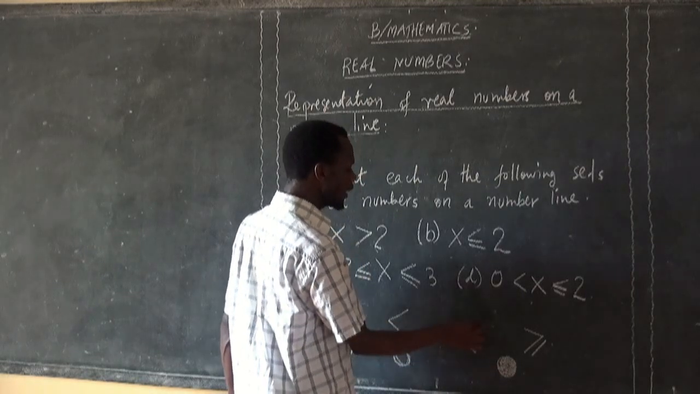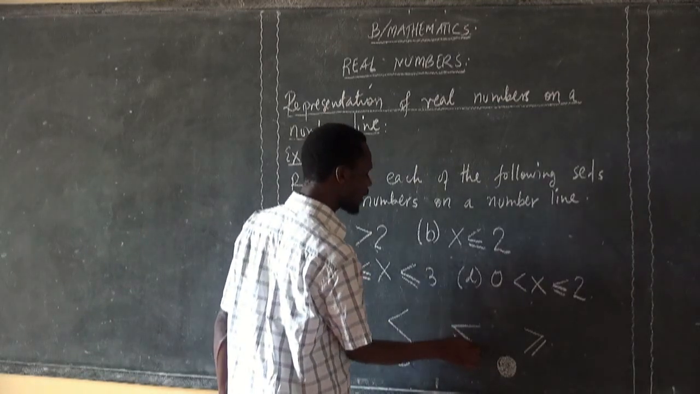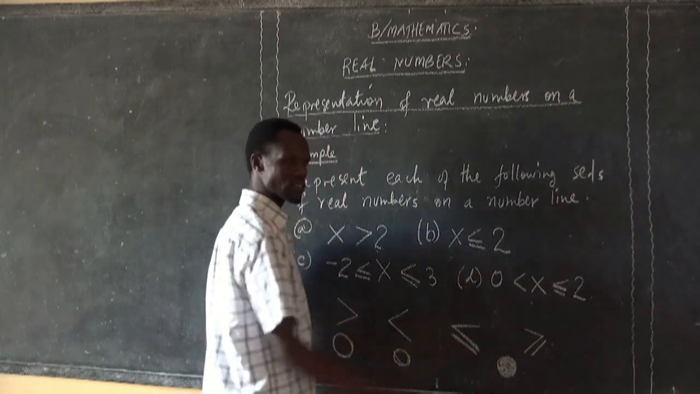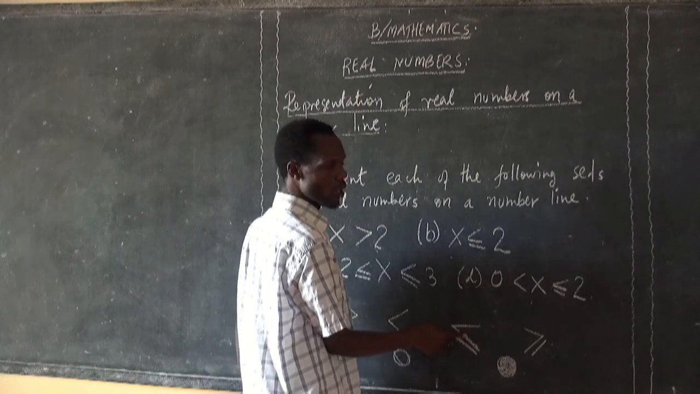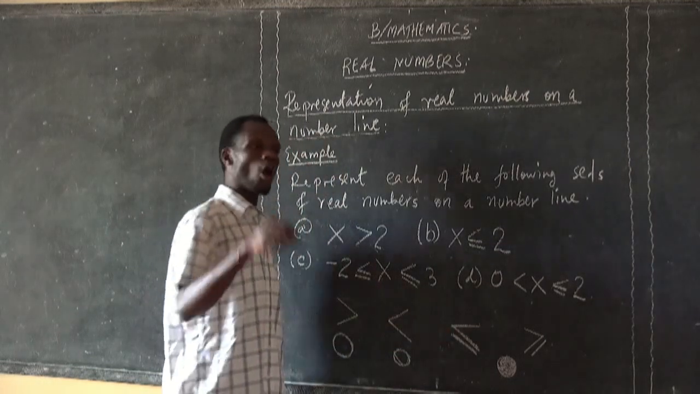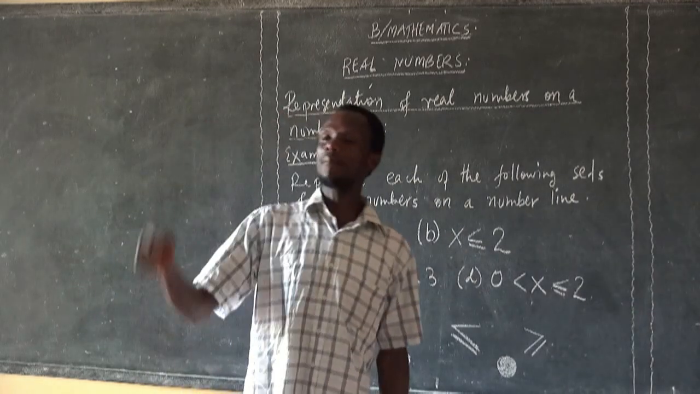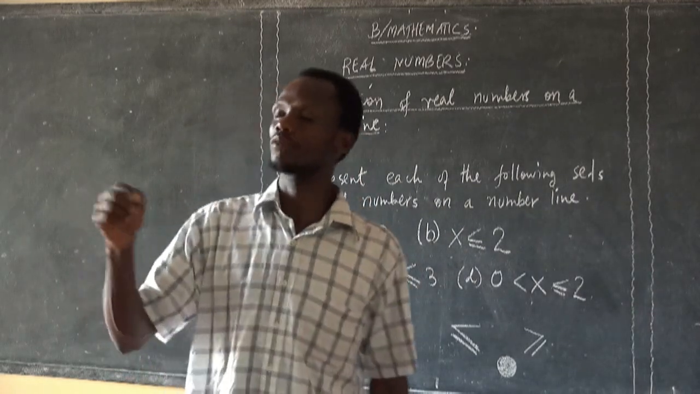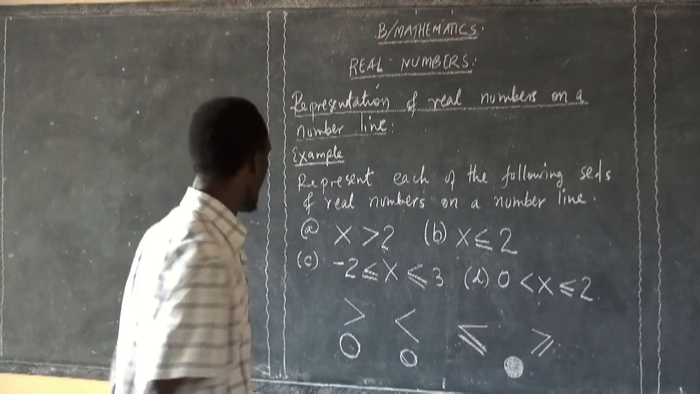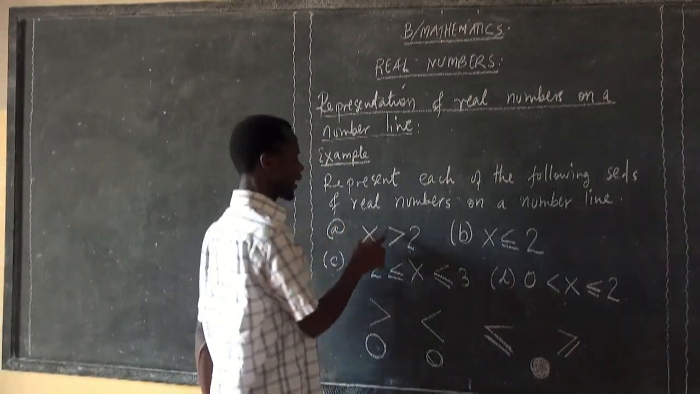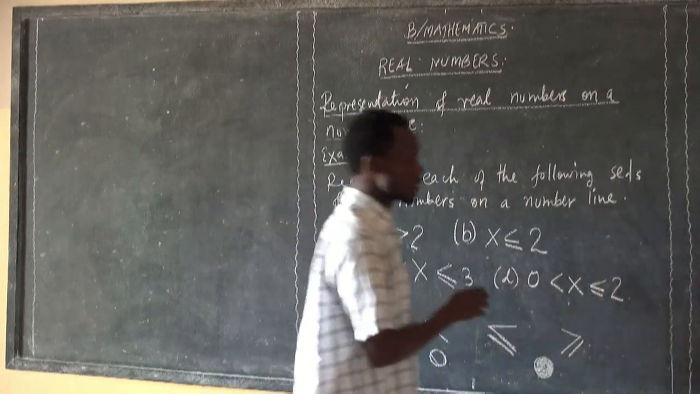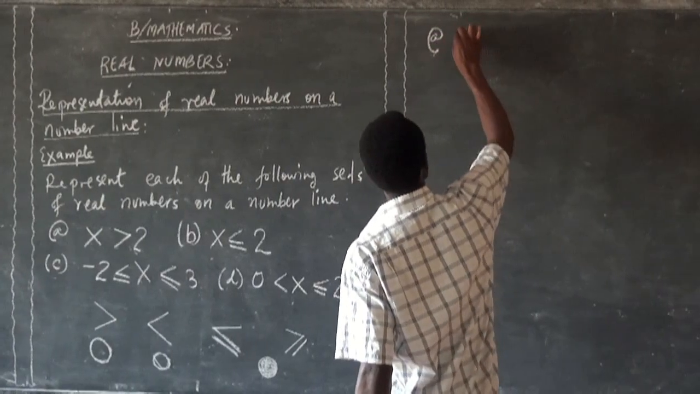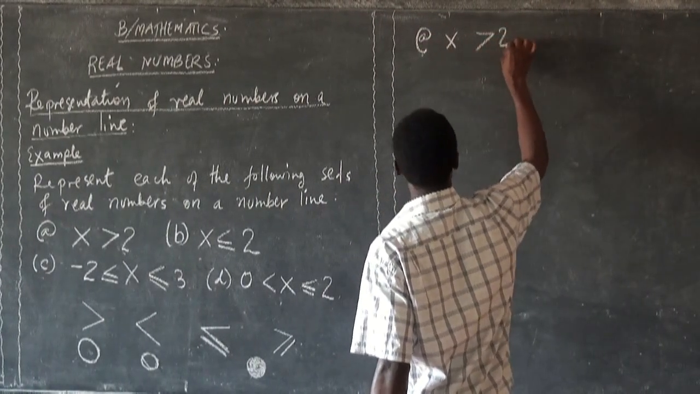Now, if you say 2 is greater than or equal to x, or x is greater than or equal to 2, it means 2 is also included. It is among the numbers that we are required to have there. And that's why now we have x is greater than 2. Now, for example, let us see this one. We have A, it is x greater than 2.